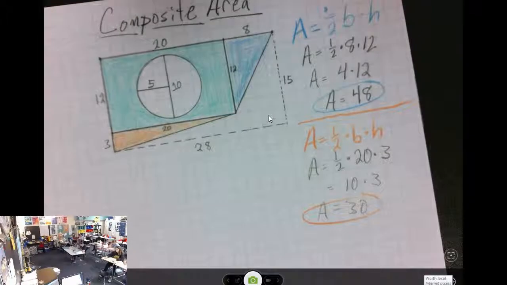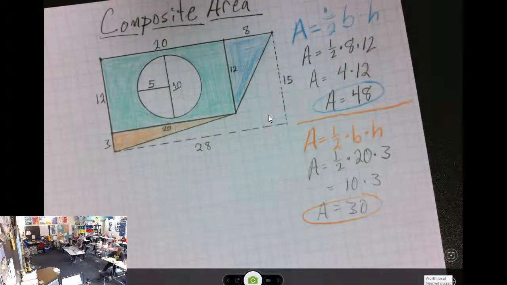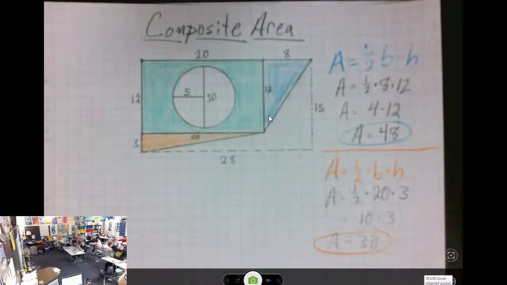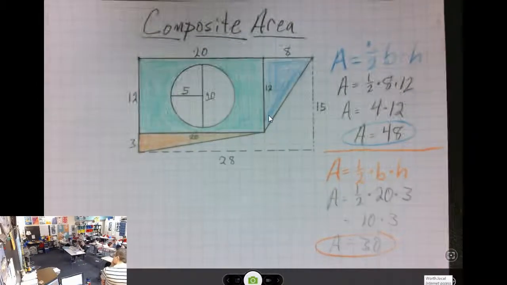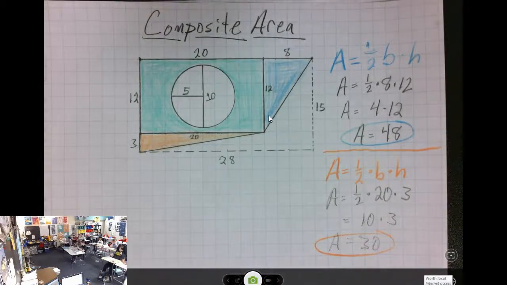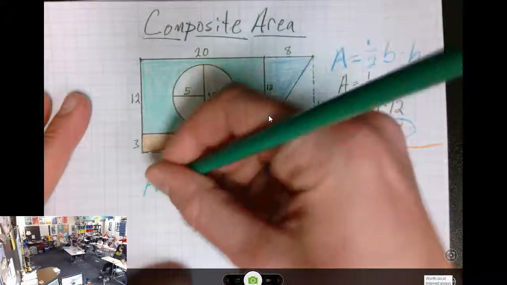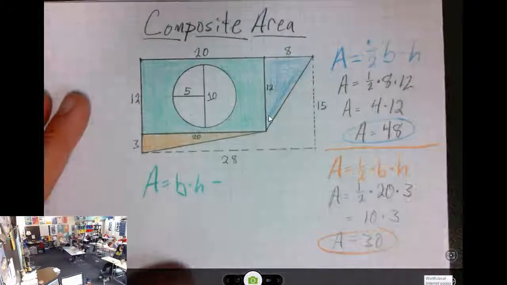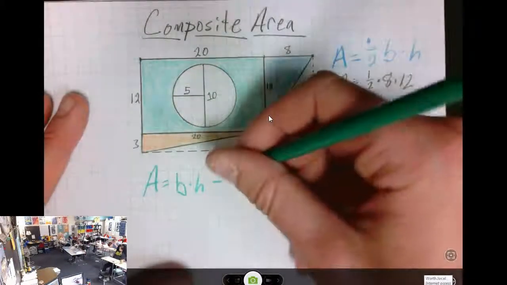The rectangle, turquoise, weird shape. It's a rectangle, but it's missing a piece, right? What math could I do to figure out the area just shaded in turquoise? Eva? If I do 20 times 12, that would be the whole area of that rectangle. So we're going to say base times height, right, minus, Eva said, the area of the circle.